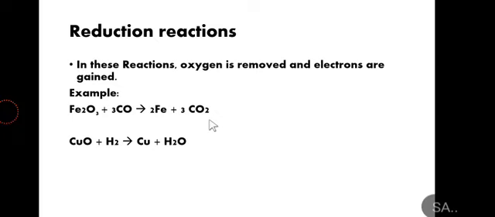So the example is here. By the way, these reactions are very helpful in order to extract some metal from its oxide form. So this is the useful aspect of these reduction reactions. Here the iron oxide is there, Fe2O3. This is the oxide of iron. When it reacts with carbon monoxide gas, then iron is separated.